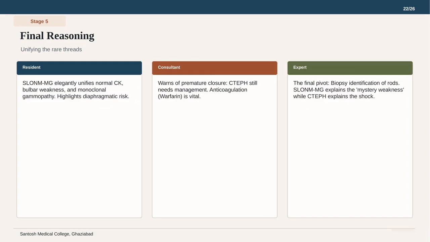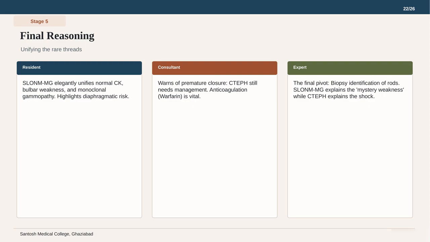The final reasoning on this slide shows how the pieces finally fit together. The resident notes that SLONM-MG elegantly unifies the normal creatine kinase, the bulbar weakness, and the monoclonal gammopathy. They also highlight the significant risk to the diaphragm. The consultant reminds us not to lose sight of the CTEPH, which still requires vital anticoagulation with warfarin and long-term management. The expert identifies the final pivot as the identification of the rods on biopsy.